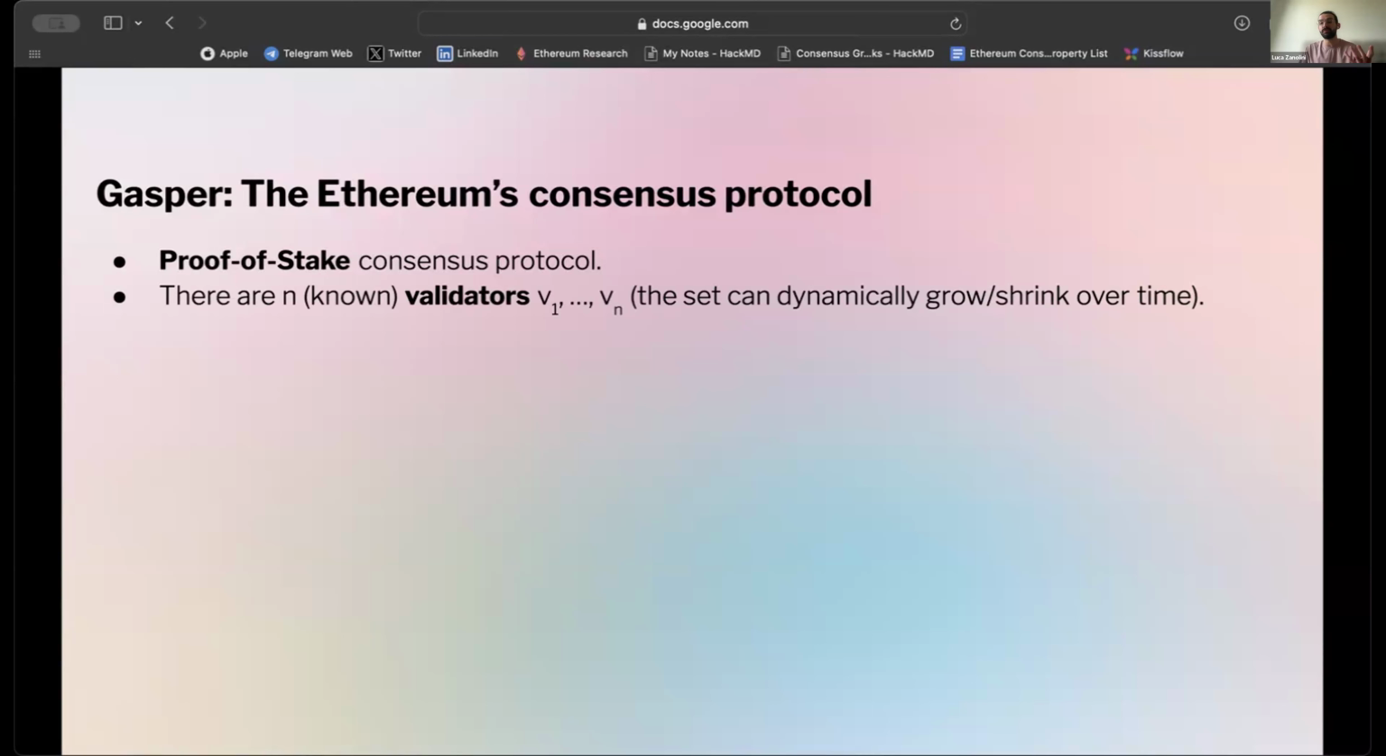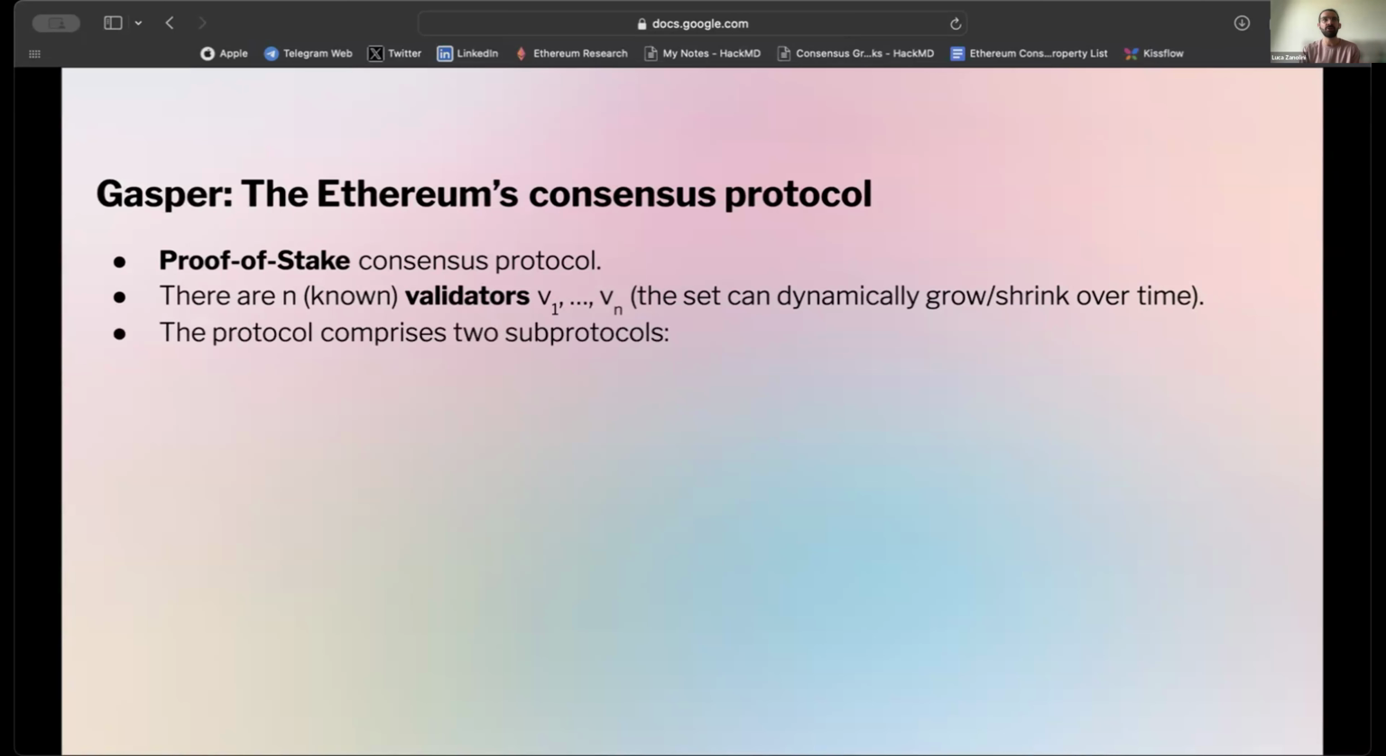The only difference, one of the differences, of course, is that this validator set can grow or shrink over time. Because of course, if I want to be a validator, I put money at stake and I become part of this set. So this set will grow. And similarly, if I don't want to be a validator anymore, I just withdraw my money and I stop being a validator. So this set can shrink. For the purpose of discussion here, I'm assuming just that we have n validators, but of course, again, keep in mind that this set can grow or shrink over time.